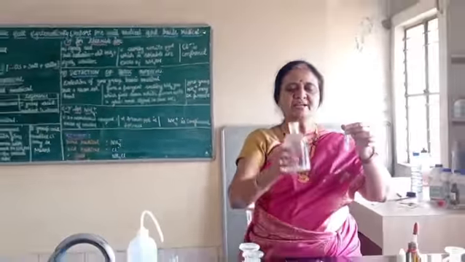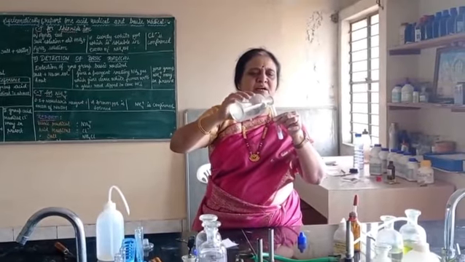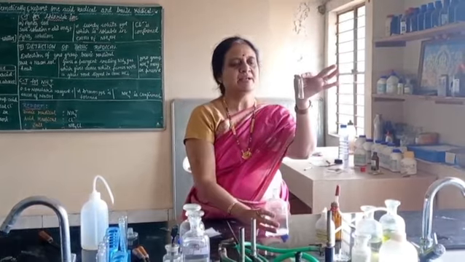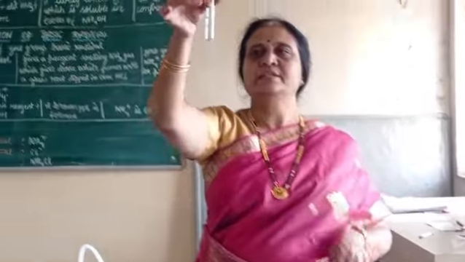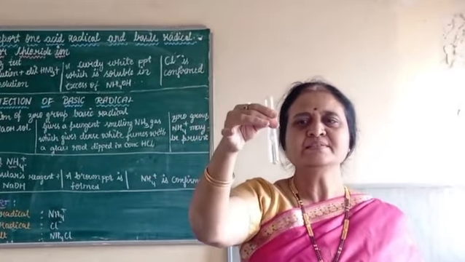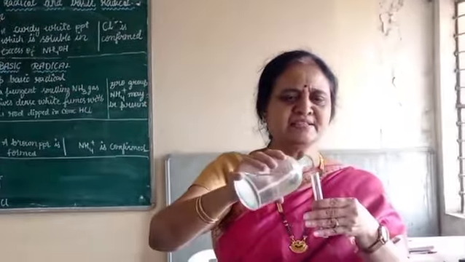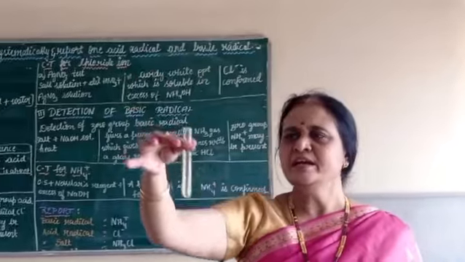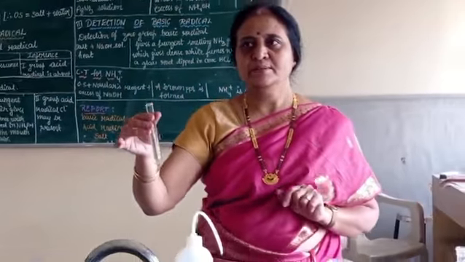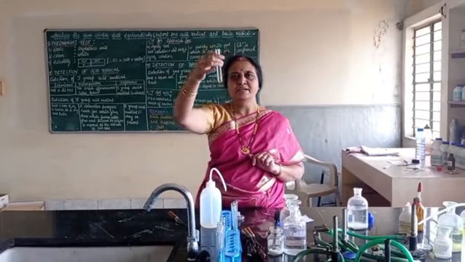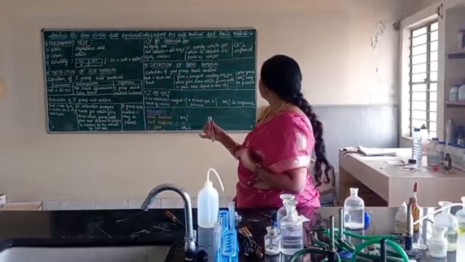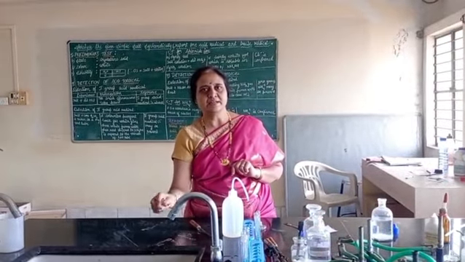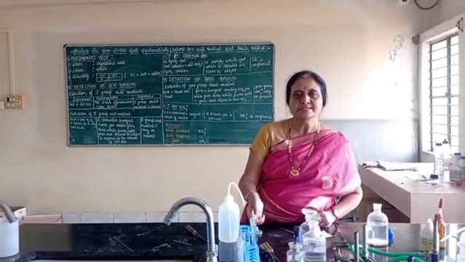To this precipitate, I am adding excess of NH₄OH. The precipitate is completely soluble in NH₄OH, which confirms the presence of Cl minus ion, the chloride radical. So, the given acid radical is Cl minus.